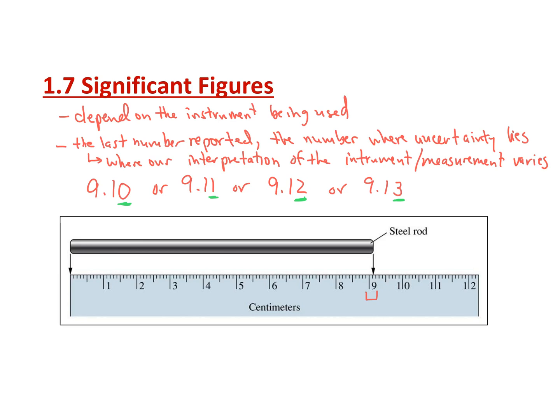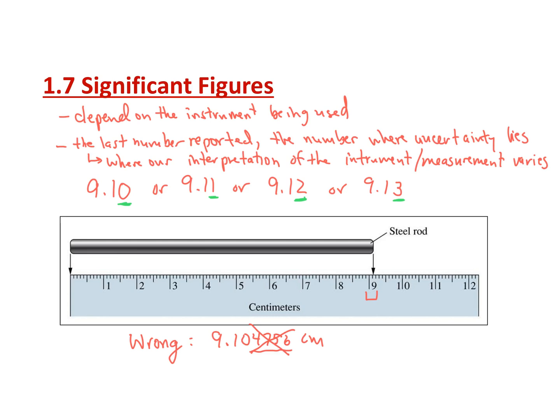So all of those numbers above are fine. What would be wrong would be to say, oh, this is 9.104756 centimeters. No, we cannot make that measurement, right? We have no idea what those numbers are. So we cannot go beyond 2 decimal places in this measurement because we're limited by the measuring stick that we have.